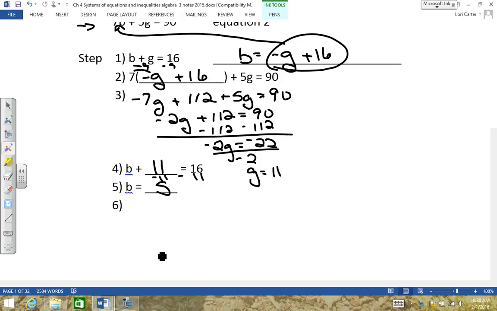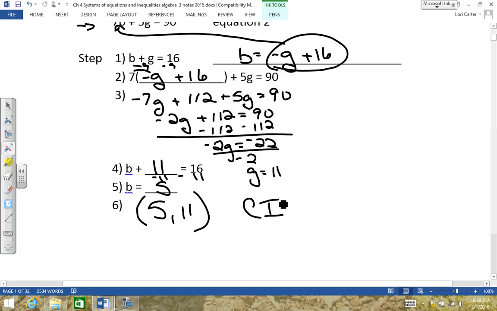So I write this how? B 5, G 11. Yeah, 5 comma 11. That's your point of intersection. What kind of line? Straight. Yep, what do they call it? Consistent. Perfect. Consistent independent lines, because they meet in one point. So they met in one point. My answer is 5 comma 11. That's when those two lines are equal, and they're consistent independent lines.